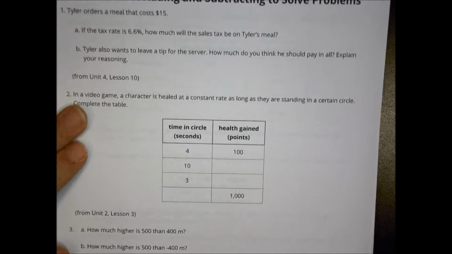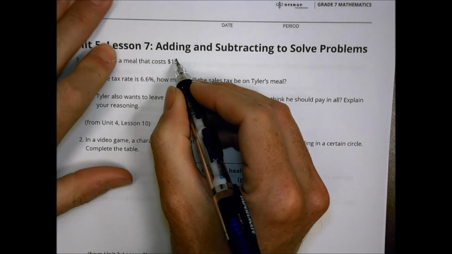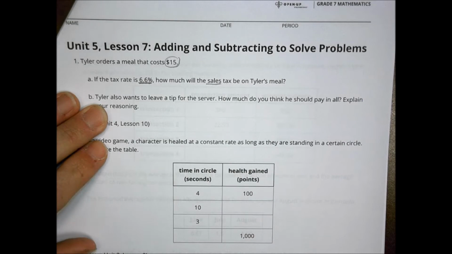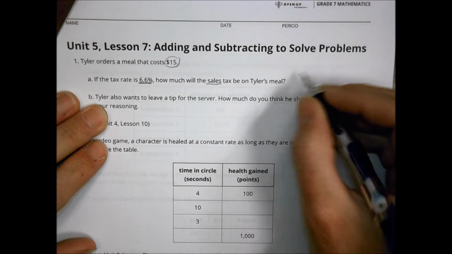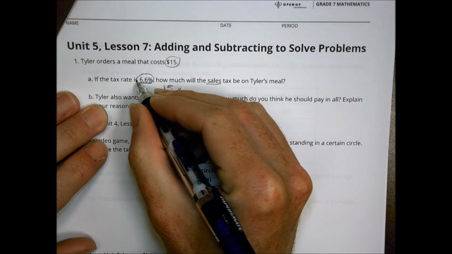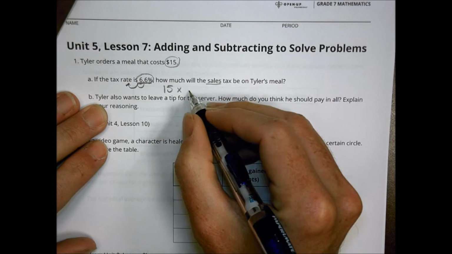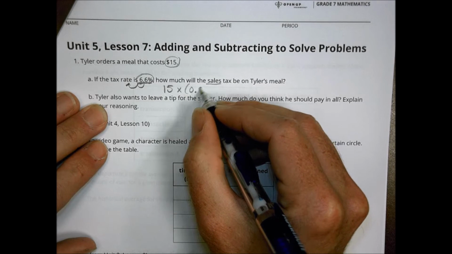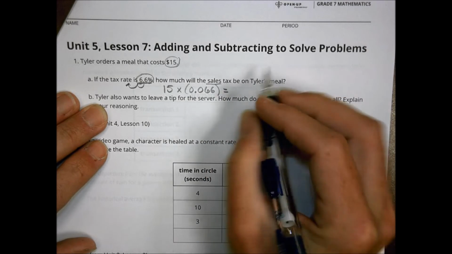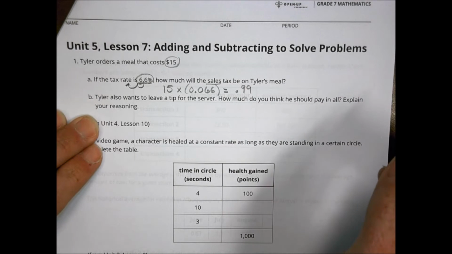Tonight's homework begins with a review question. So there we go. Tyler orders a meal that costs $15. If the tax rate is 6.6%, how much sales tax will be on Tyler's meal? So to find a sales tax, we take the cost of the meal, $15, and we're going to multiply that by the tax rate. We have to turn 6.6 into a percentage. That means moving the decimal place over 2. So we end up with times 0.066 for our sales tax. That's 6.6%. And 15 times 0.066 gives you a value of 99 cents. So its sales tax will be 99 cents.